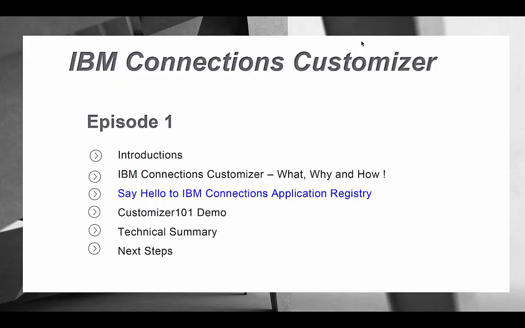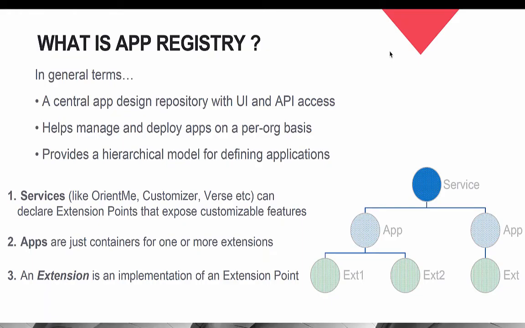So it's time to say hello to the application registry and see how it assists IBM Connections Customizer perform modifications in IBM Connections. The application registry is a database containing application design definitions. These are JSON files effectively that conform to the model depicted in the bottom right of your screen.